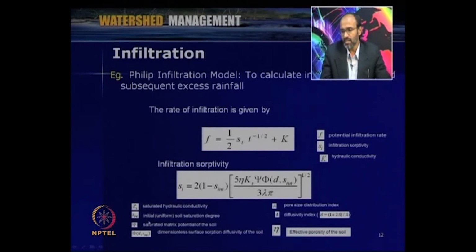Here K is hydraulic conductivity, and in this equation you can see that Ks is the saturated hydraulic conductivity, SN is the initial soil saturation degree, psi is the saturated matrix potential of the soil, and lambda is the porosity distribution. So, that way the Phillip infiltration model is one of the commonly used models. The details are available in most of the textbooks or on the web. And then as far as overland flow is concerned, as I mentioned, we can go for two dimensional or one dimensional models. The governing equations I have kept here in this slide.